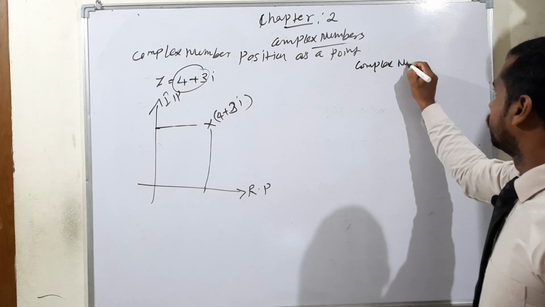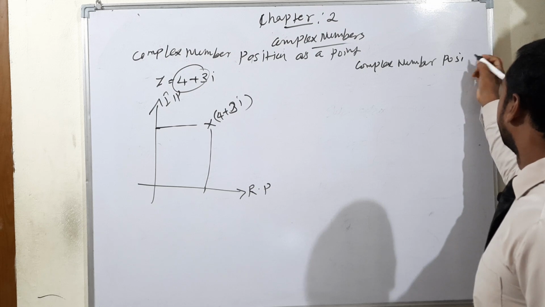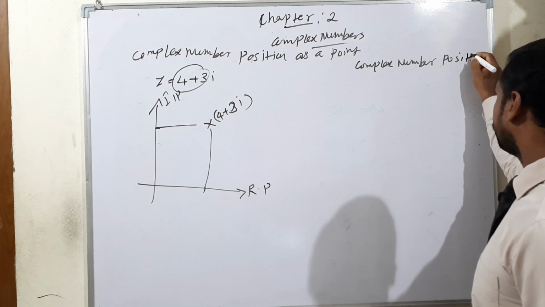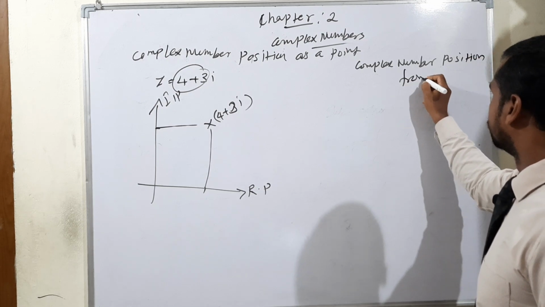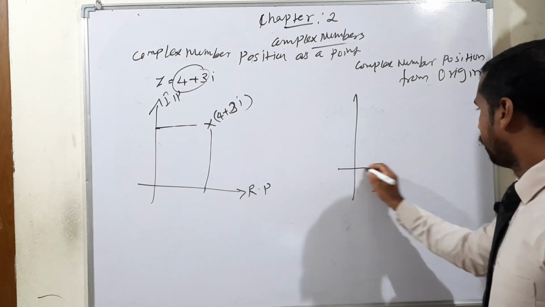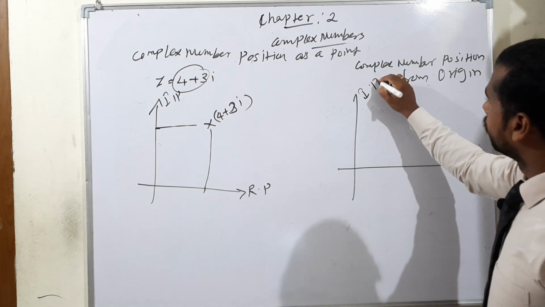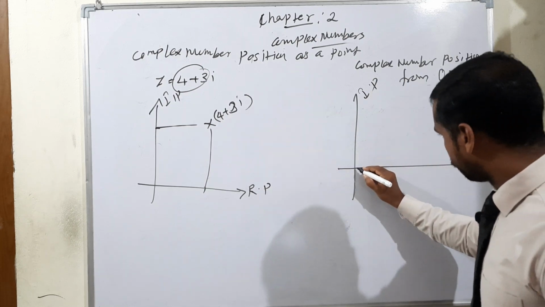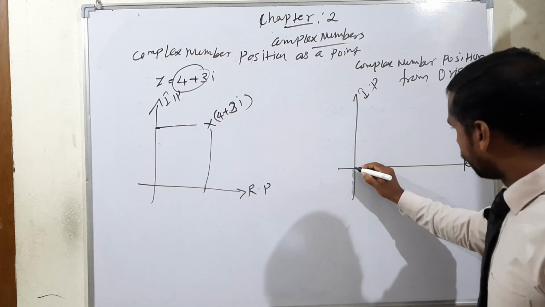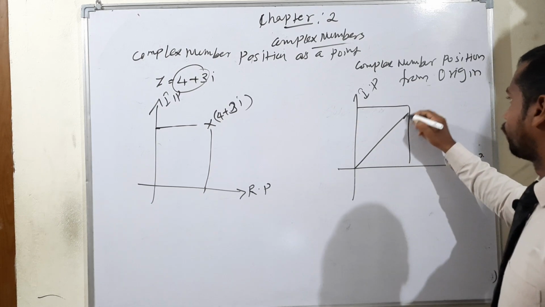Complex number, position of complex number, position from origin. So from the origin, what will happen? You have to draw the same one. This is called the real part, this is called the imaginary part. The same concept, continuation: you have to draw from the origin and meet at one particular point. That is called from origin.